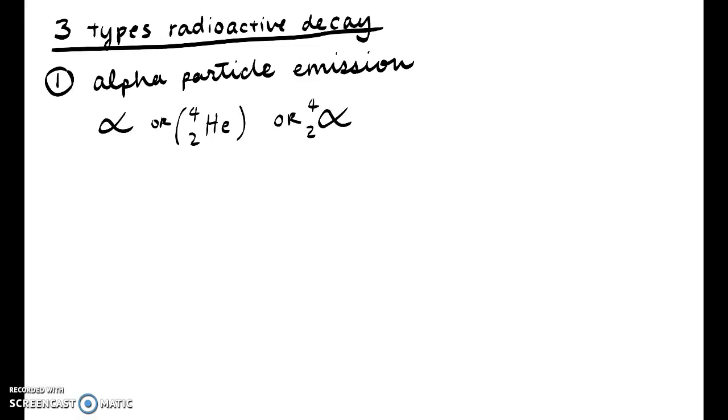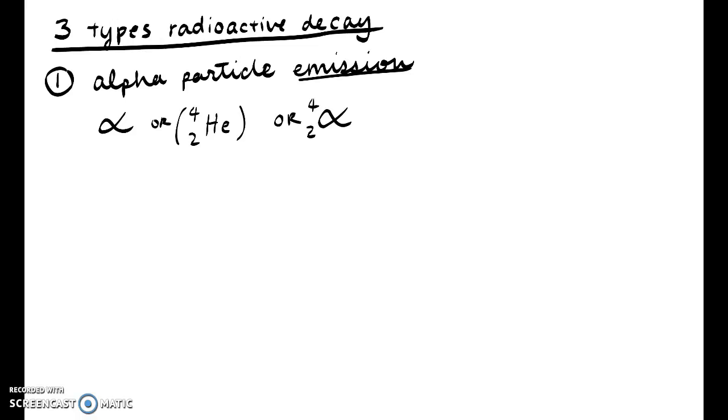So, what's an example of alpha particle emission? Keep in mind that emission means that it's emitting. One of the products of this decay will be an alpha particle, so it's going to be on the right side.